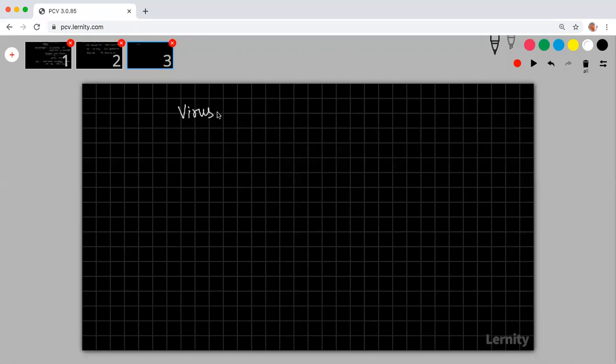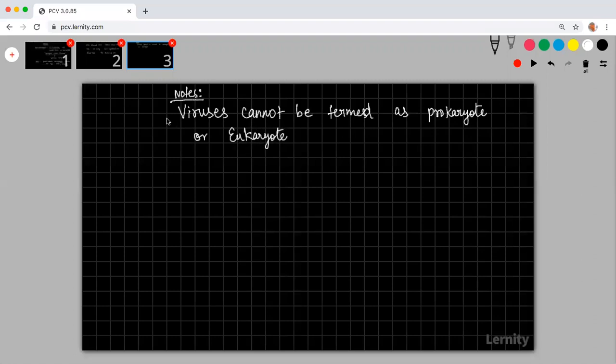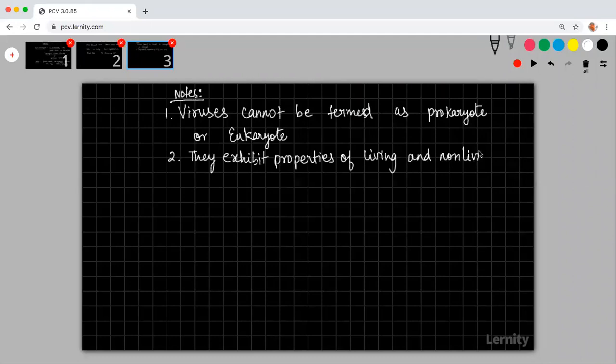Viruses cannot be termed as prokaryote or eukaryote. Some notes you please write. Second point, they exhibit properties of living and non-living. Third one, they are the smallest organisms.